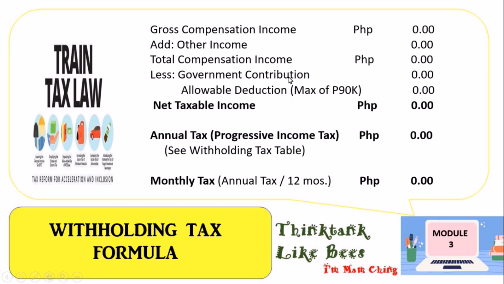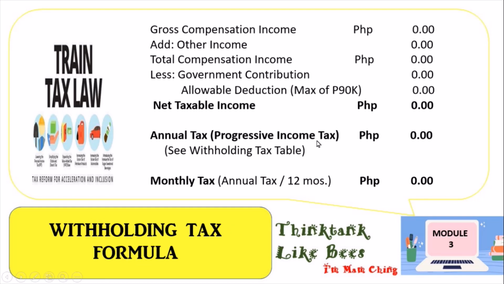So next is the government contribution. You already know that. You need to get the total annual contribution and put it here. Next, we have the allowable deduction. The maximum is 90,000. Okay. So again, total compensation income minus the contribution and the allowable deduction equals the net taxable income. That's now the basis for you to compute the tax, or the withholding tax formula for employees.